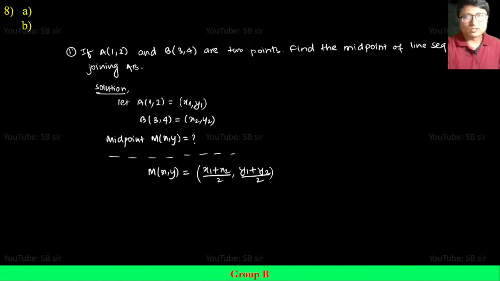Such questions might be asked, or the questions based on the section formula, like finding a point which divides a line segment joining the 2 points in the ratio like 2:3, 3:4. Such questions might be asked. Also the questions based on the centroid also might be asked. Okay, so prepare such questions. Also the question might ask you to find the distance between the 2 points also. 2 points might be given there, and you have to use the distance formula to find the distance in question number 8A. Now let's move to question number 8B.